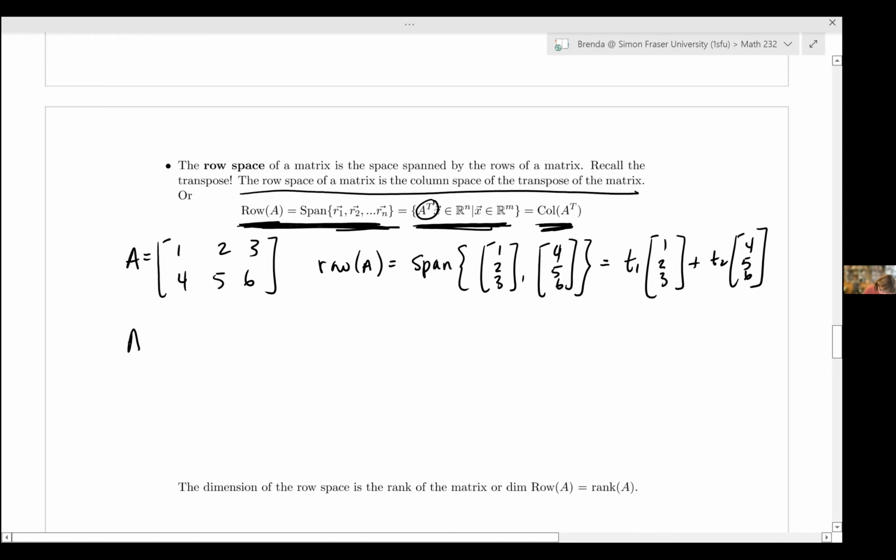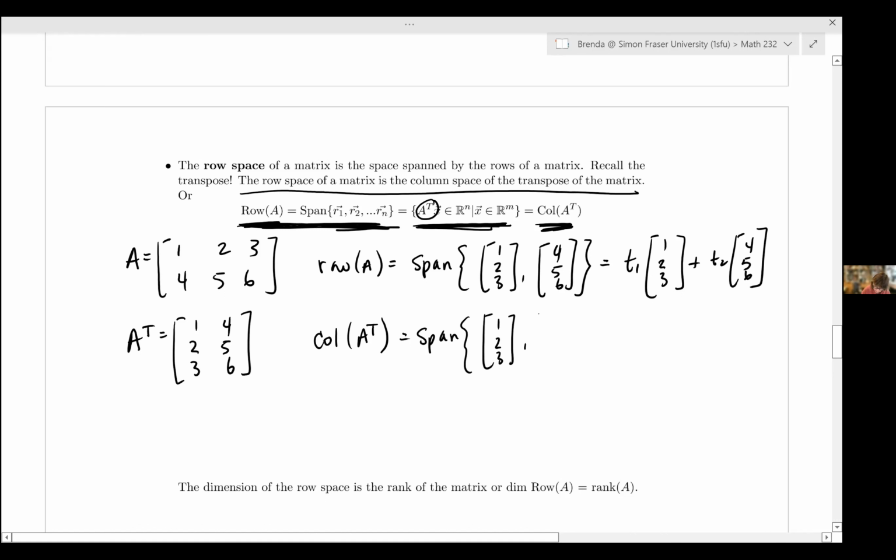Now let's just write out what is A transpose. We take the first row and we make that the first column. We take the second row and we make that the second column. So now we have the transpose. Now let me look at what the column space of that is. The column space of A transpose is the span of the column vectors. Okay, that's exactly the same. So I'm done. This is a specific example, but you can see in general why this has to be true.